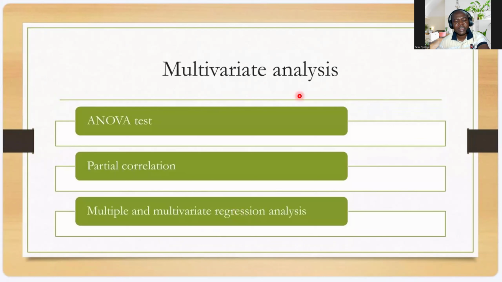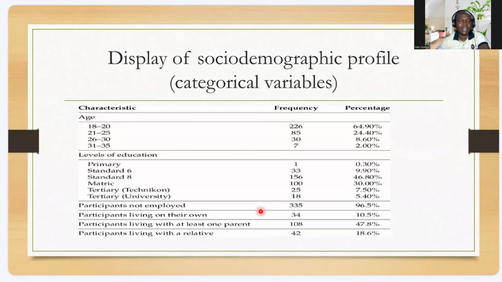Now, for multivariate analysis, for example, you can have the ANOVA test and the partial correlation. Partial correlation is a situation whereby you have more than two variables in discourse, while one has partial correlation with the other. In other words, it relates with the other, but not necessarily fully. So you can also have the multiple and multivariate regression analysis under your multivariate analysis.